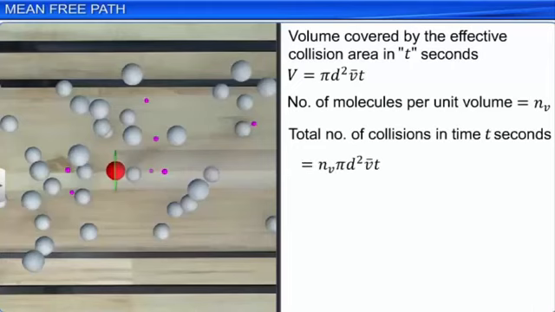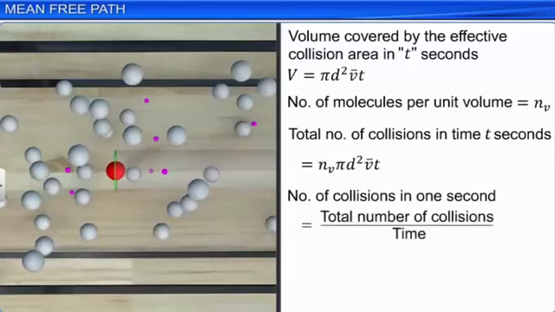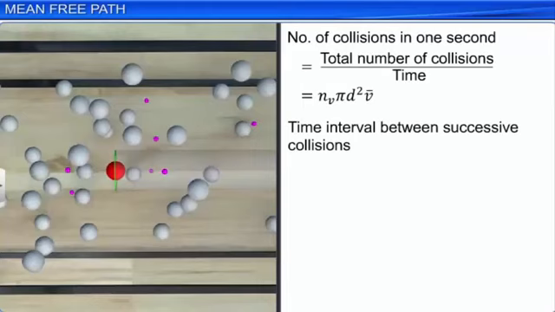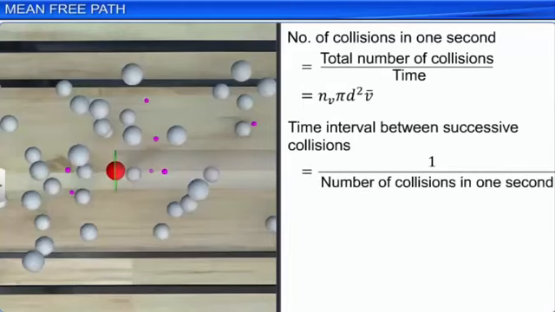Hence, number of collisions in 1 second is equal to the total number of collisions divided by time, which is equal to nv pi d square v bar. This is called collision frequency. The time interval between successive collisions is equal to 1 by the number of collisions in 1 second, which is equal to 1 by nv pi d square v bar.